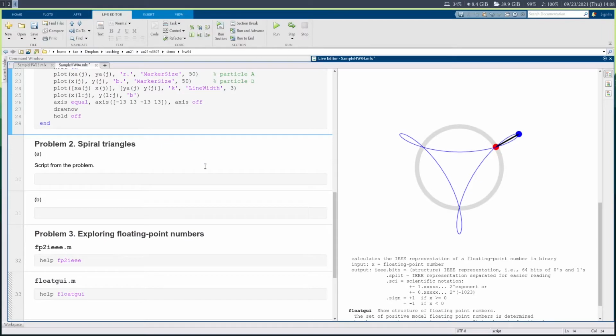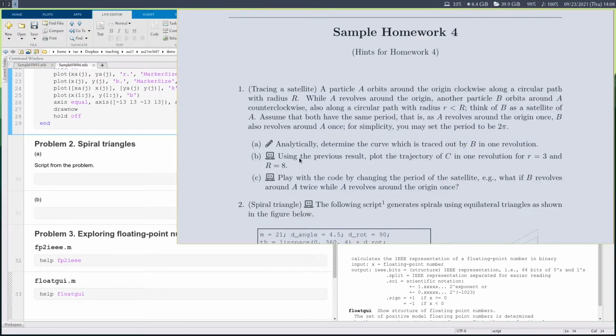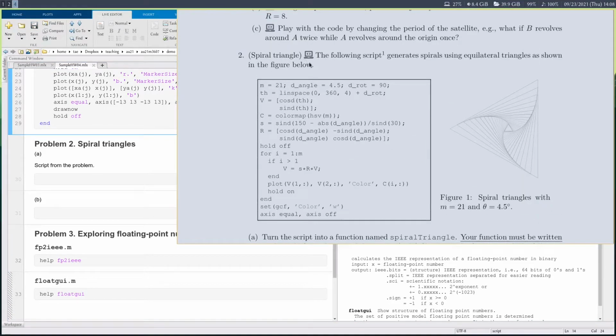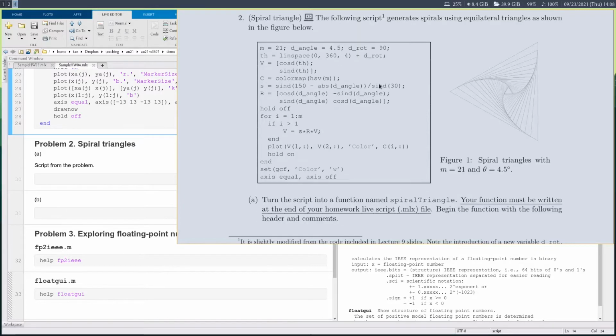All right, moving on. Let's take a look at the second problem. So this is a simplified version of your actual homework. Here you are asked to write a function, and it's suggesting you put the function at the end of your homework live script. So I'm just going to show you how this has to be done.